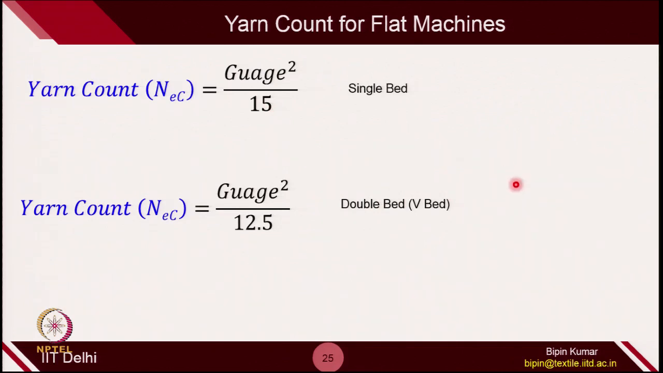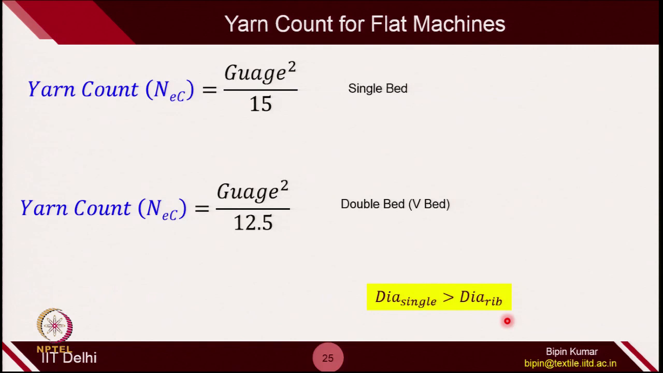If you go for a double bed flat knitting machine, the relation is again different: gauge square by 12.5. So again, if you are moving from circular to flat, things are changing, and you need to be careful. And again, you do not derive these relationships; basically, it comes with the experience of the knitter. If you see here, the single jersey diameter is more than the rib machine. Again, this is because of the space available between two beds.